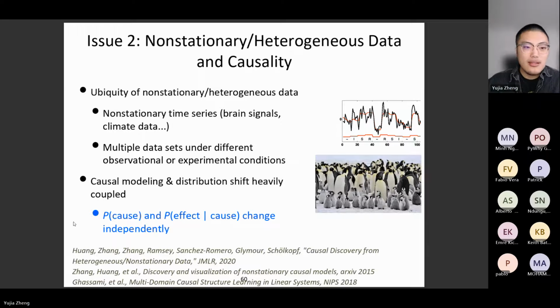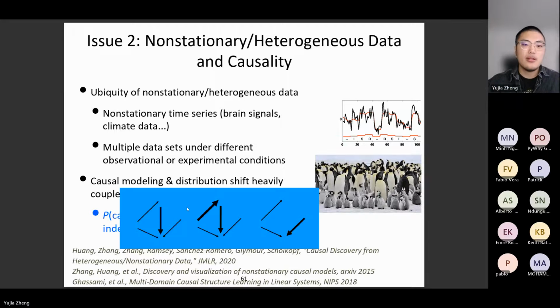So yes, causal modeling and distribution shift are heavily coupled. However, there is something that stays invariant, that is the independent change, right? The distribution of the cause and the conditional distribution of the effect given the cause always change independently across the shifts of distributions. So yeah, the causal mechanism will change.